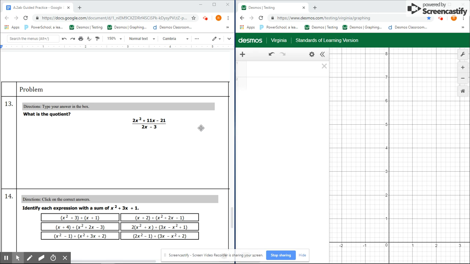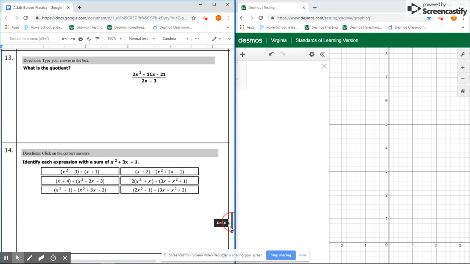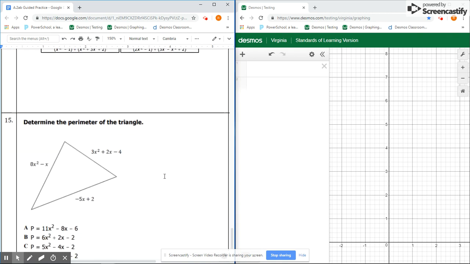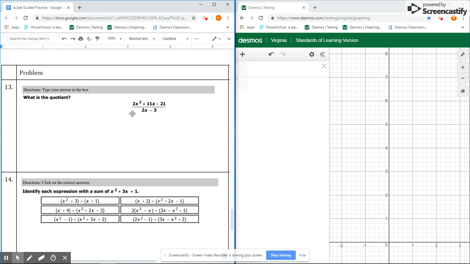Okay, so we're still on 8.2 AB. We are on page 4. We're going to go 13, 14, 15. Let's go through number 13, and then I'll think about whether we want 14 or 15.